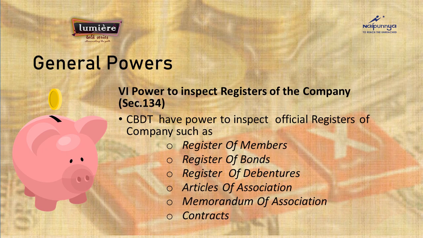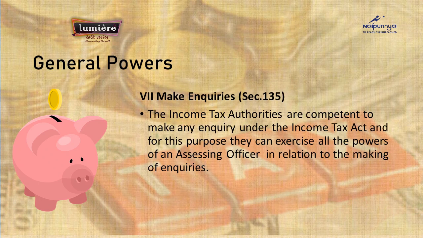Next, power to inspect registers of company under section 134. So CBDT has the power to inspect the official registers of any joint stock company, and such registers may be register of members, register of bonds, register of debentures, and even they can check articles of association, memorandum of association, and the different contracts done by the company. So they have the power to inspect registers of a company under section 134. And the next one is to make enquiries, section 135.